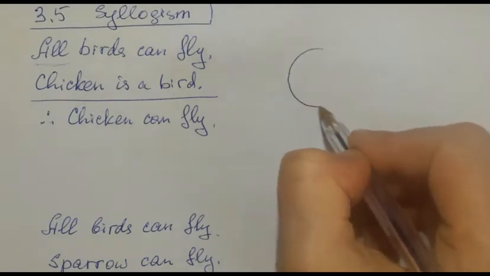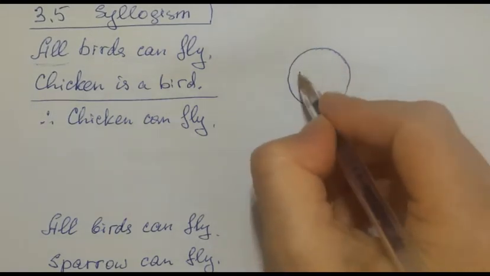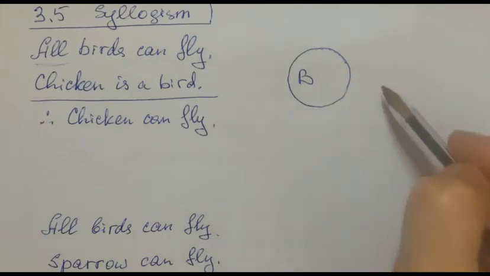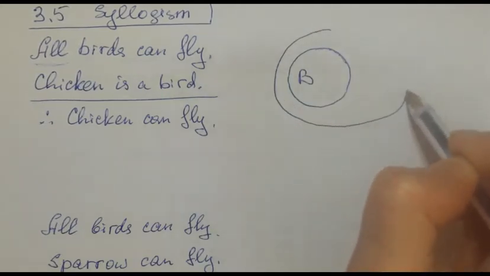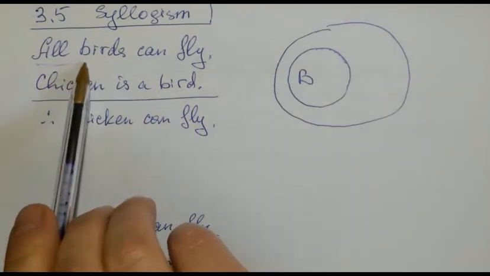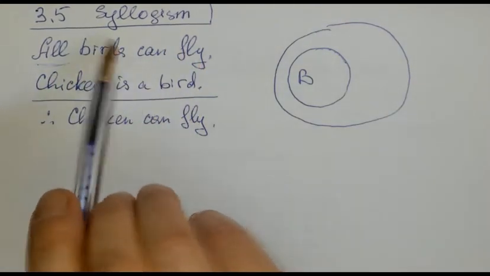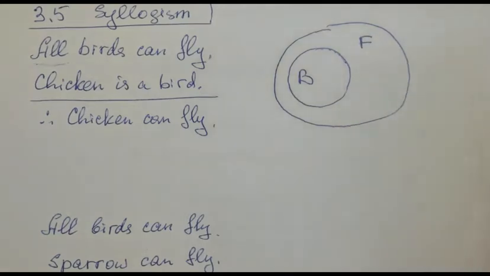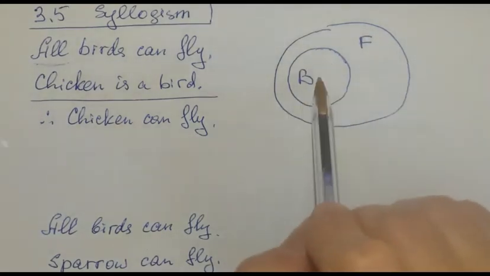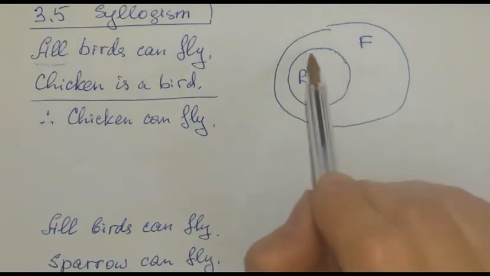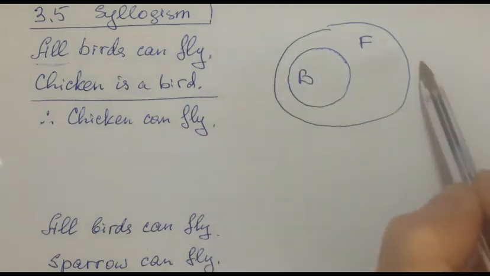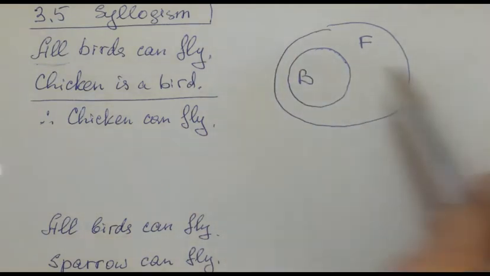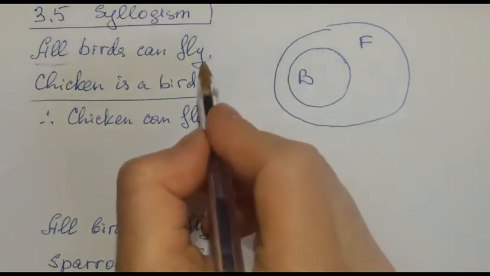It means that the circle representing birds must be completely inside the circle representing the things that can fly, or flying things. All birds can fly. All birds are inside flying things. So we represented the first premise.